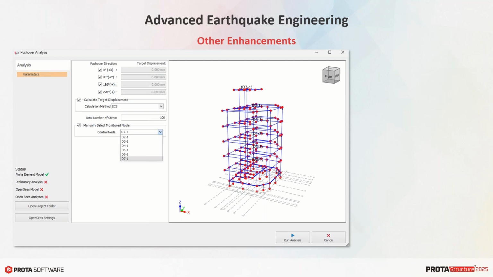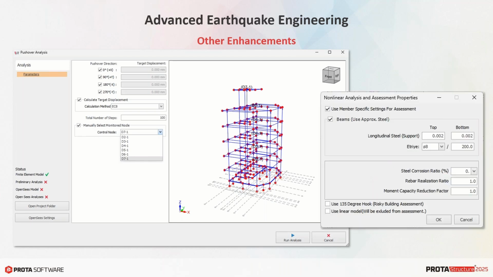First of all, it provides a much better flow for selecting monitored nodes. And there are now member-wise override options for nonlinear modeling parameters. That means you can select a member and model it as a linear elastic member during the assessment.